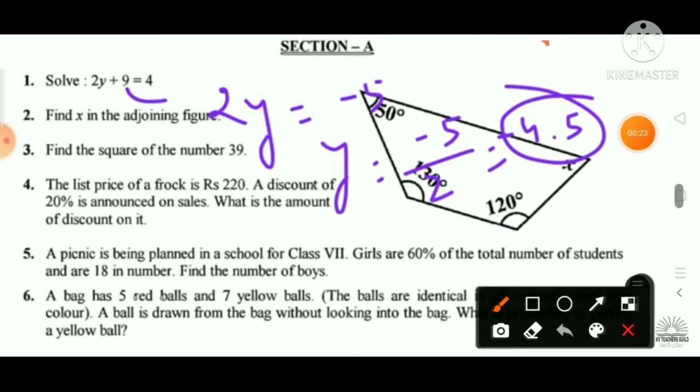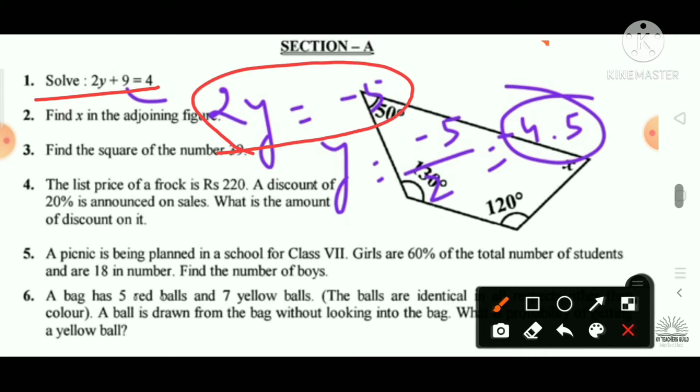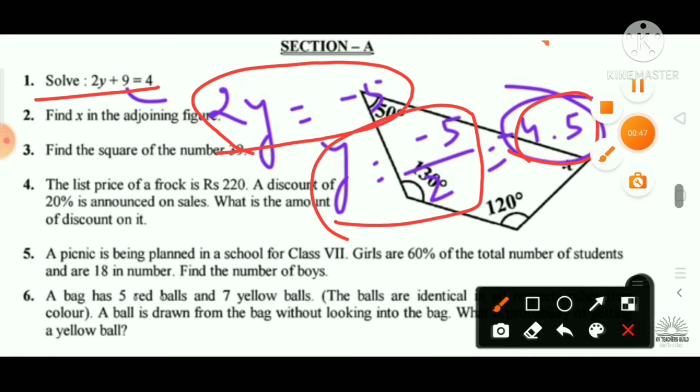The first question is to solve 2y plus 9 is equal to 4. If plus 9 goes to the other side, we get 4 minus 9, then we'll get 2y is equal to minus 5. The 2 going to the other side becomes division, then we'll get y equals minus 5 divided by 2, which is minus 2.5. This is the answer for the first question. Let us move to the next question.